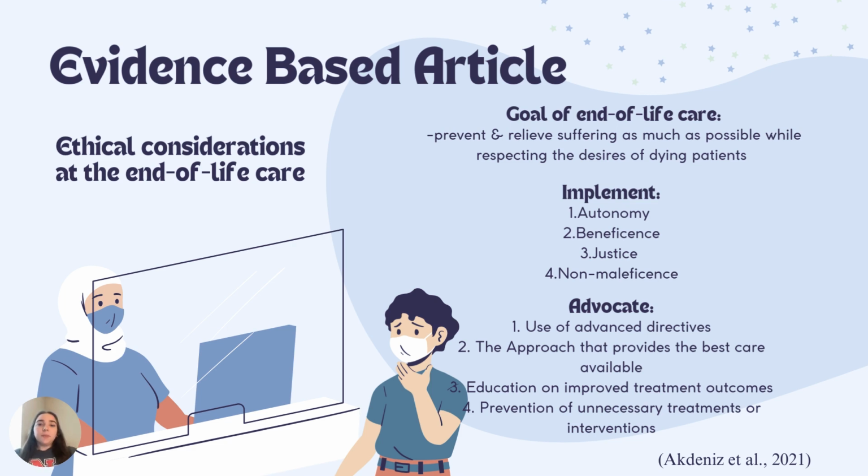The four ethical values it suggested that we implement start with autonomy. This is just giving the patient a chance to choose what they want for themselves. So as nurses and healthcare professionals, we need to advocate the use of advanced directives so we're doing what the patient wants and so we know what they want.